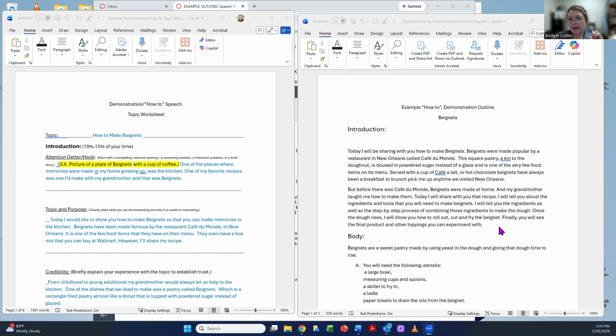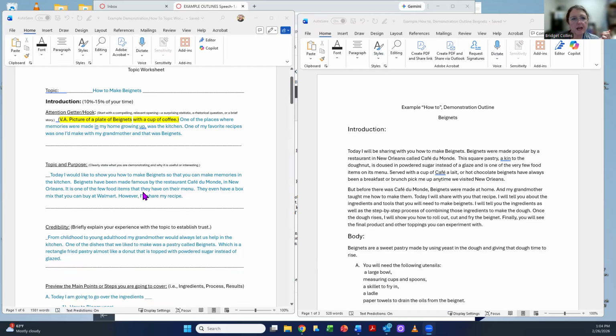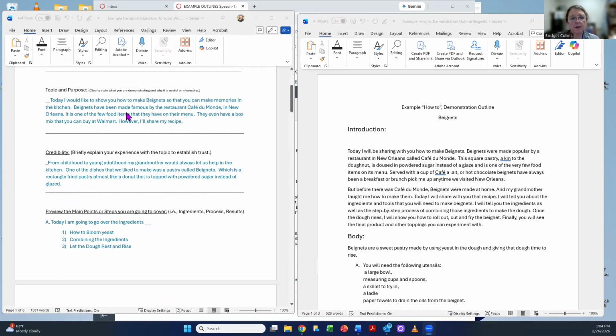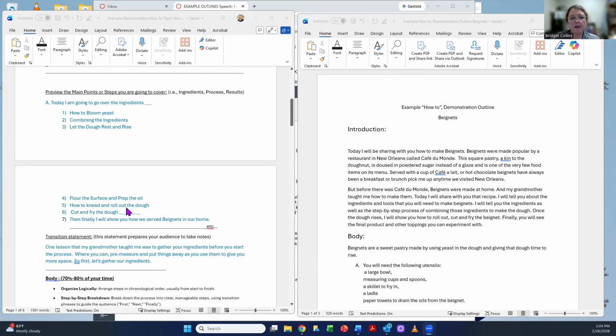If you look at our examples that we have on screen, how to make beignets. So for the introduction, I've taken this whole segment from the attention getter all the way down through the transition statement. All of that makes up my introduction. I've summarized it. It's not the same exact wording, but it still carries the same information.